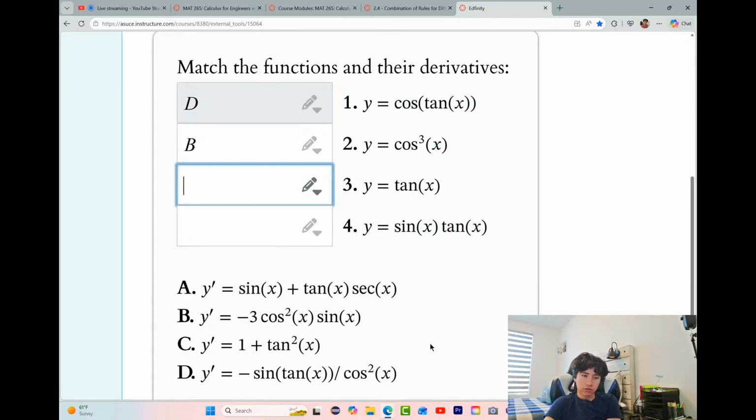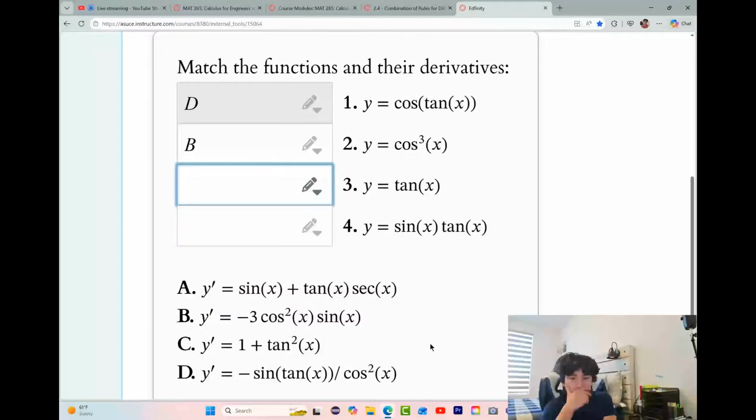Let's see. So D and B are already taken. So we only have C and A. All right, I'll do number 4. We have sine of x times tangent of x. Perfect. The product rule. What do we do? Sine of x times secant squared of x plus cosine of x times tangent of x.